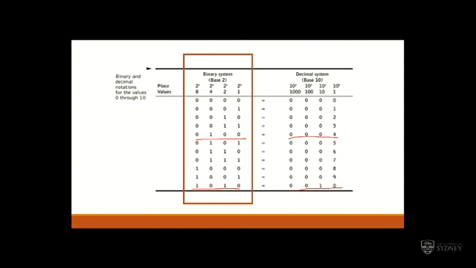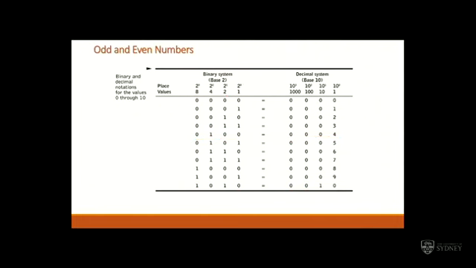The expressive power of base 2 is exactly the same as the expressive power of base 4. It's just that we're using a different base. We have a different number of symbols, and therefore the value of each column is different. So just as a little aside, odd and even numbers.